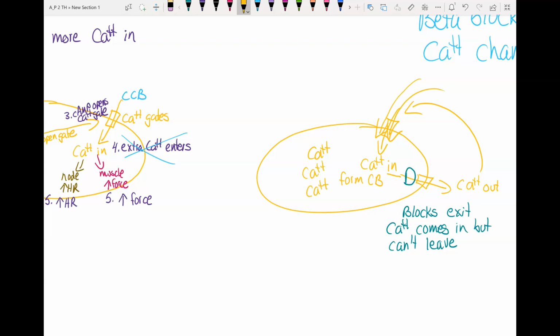And all that calcium building up means you're going to get more cross bridges. And by having more cross bridges, you're going to increase the force. So that is how digoxin works to increase the strength or the force of contraction in a heart that is weak.